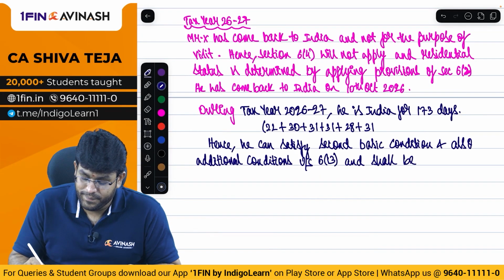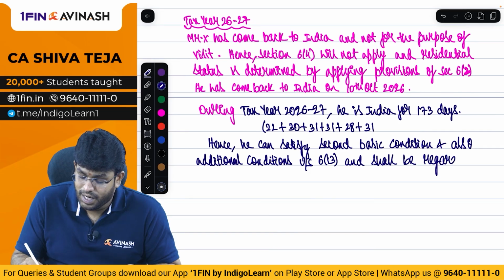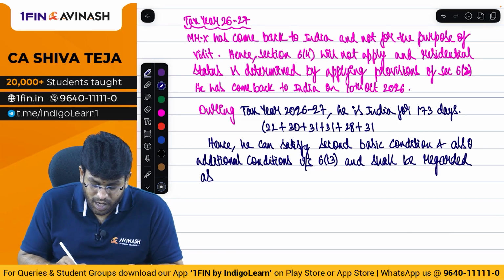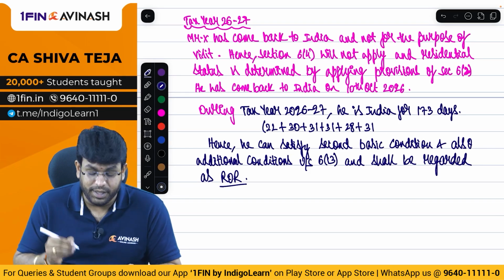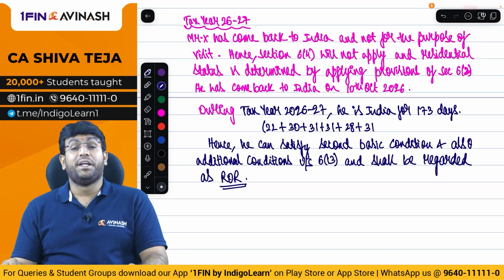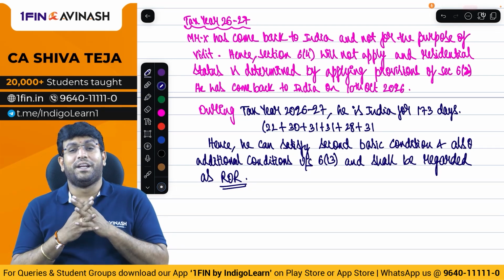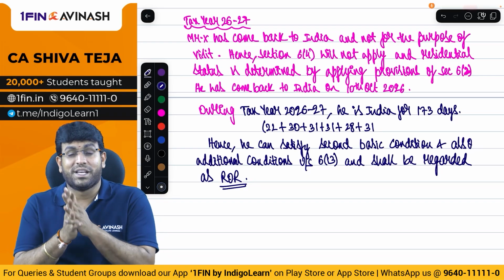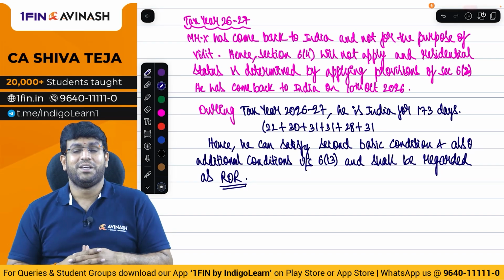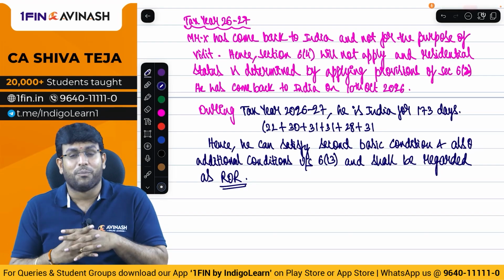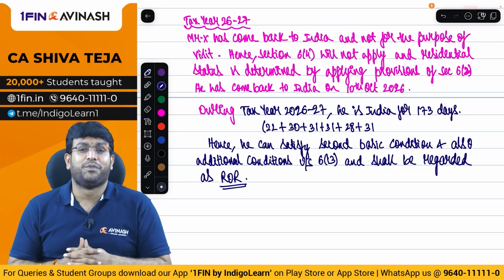And shall be regarded as ROR, that is resident and ordinarily resident. So that's the story of this very interesting question. And I'm sure it makes sense for all of us, my dear friends. So residential status is an important topic. We still have a lot more wonderful questions to solve.